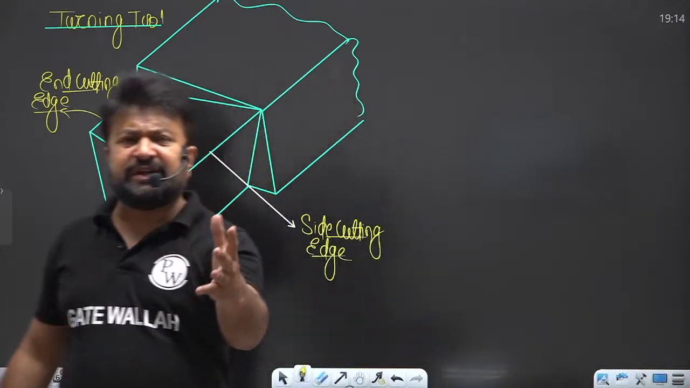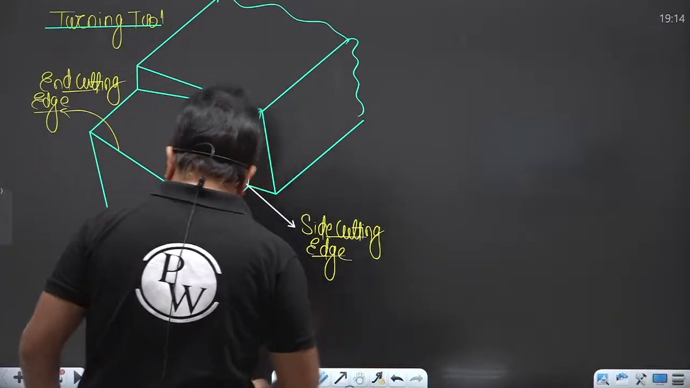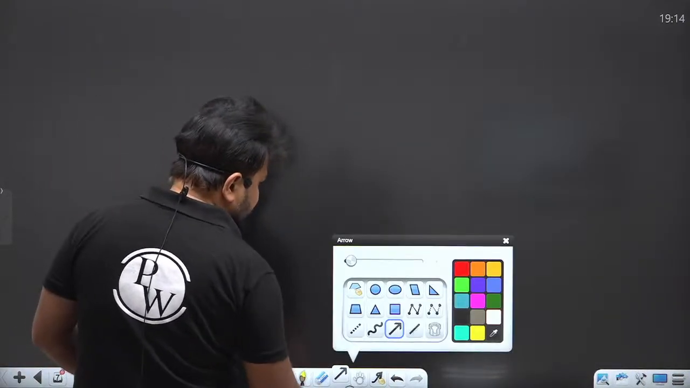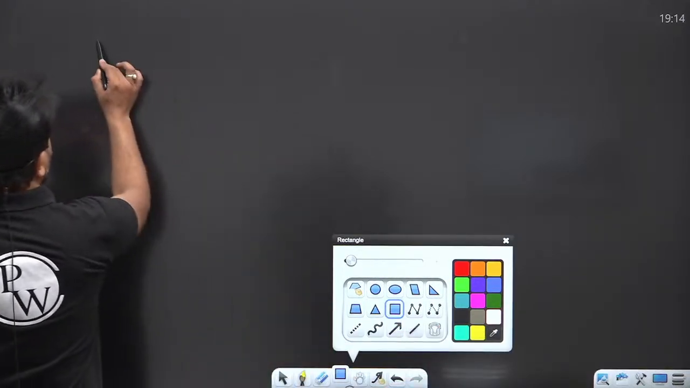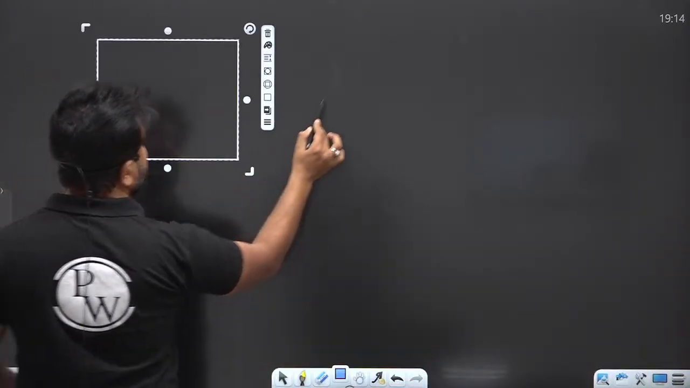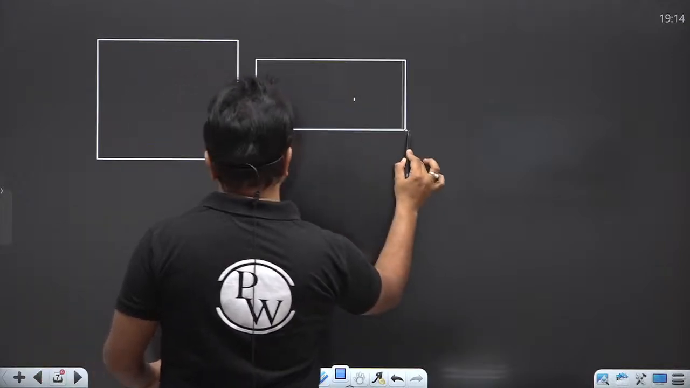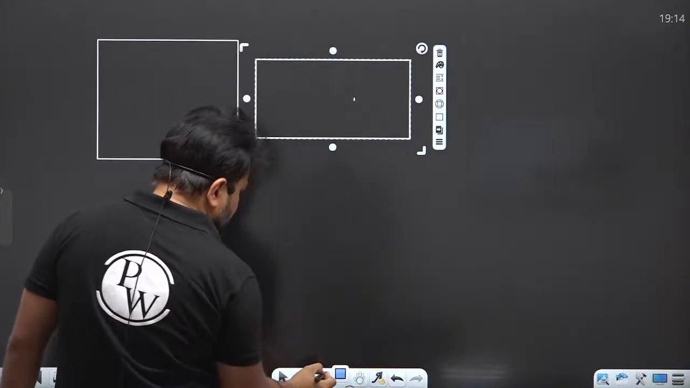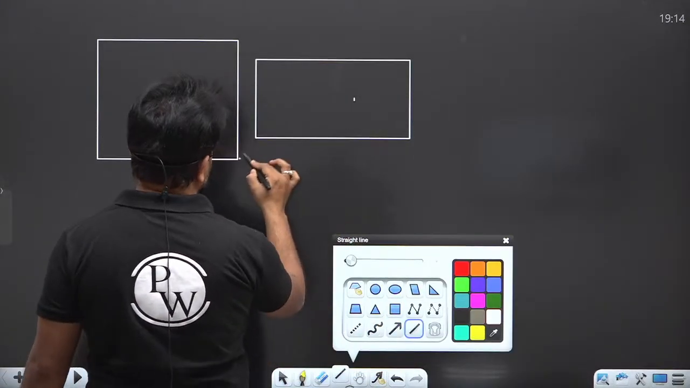Let me show you the turning operation. So here I am drawing the turning operation, my dear student. This is the turning operation. See, this is a two-dimensional figure which I am drawing here, right?